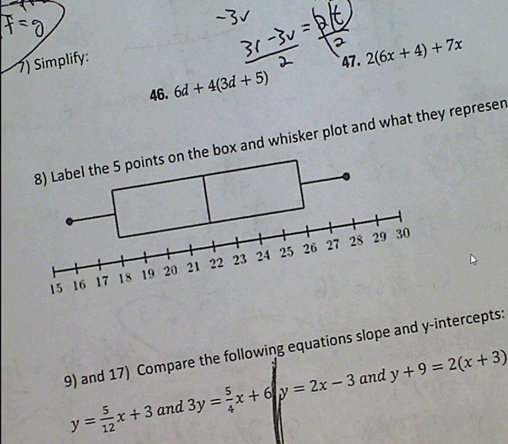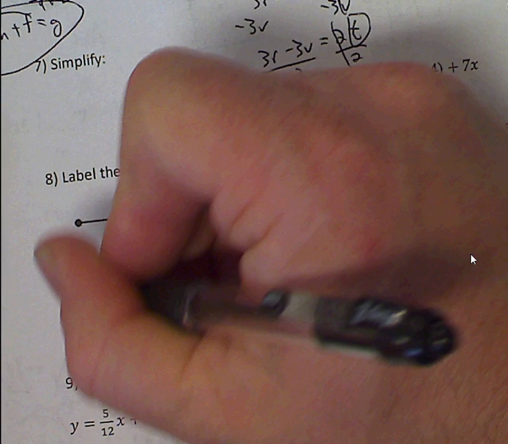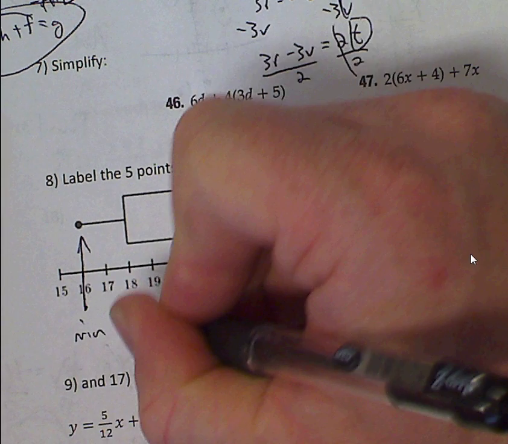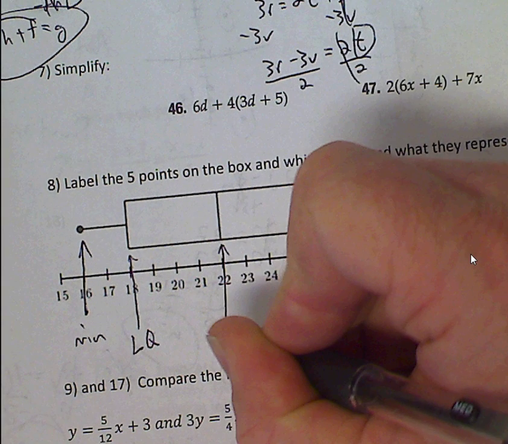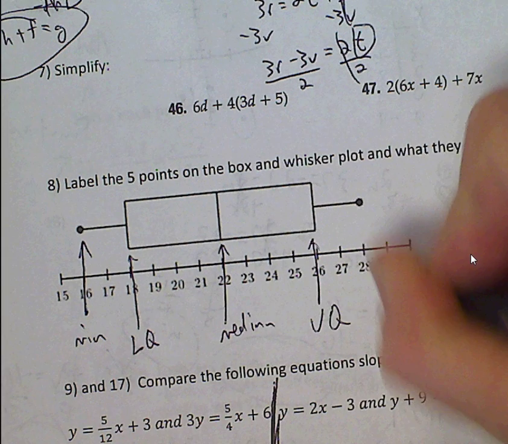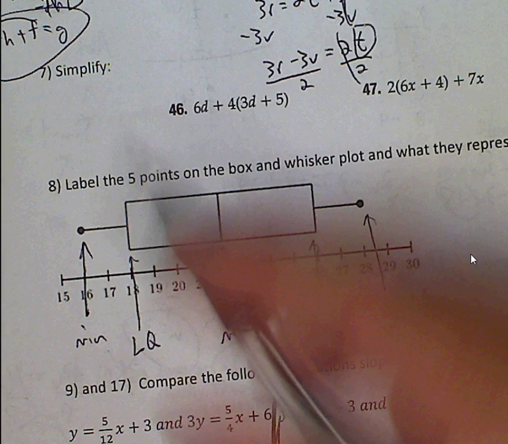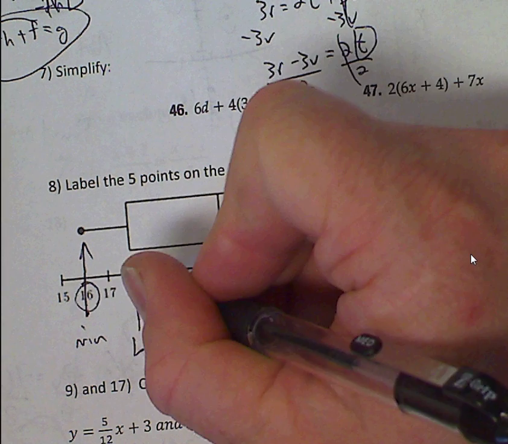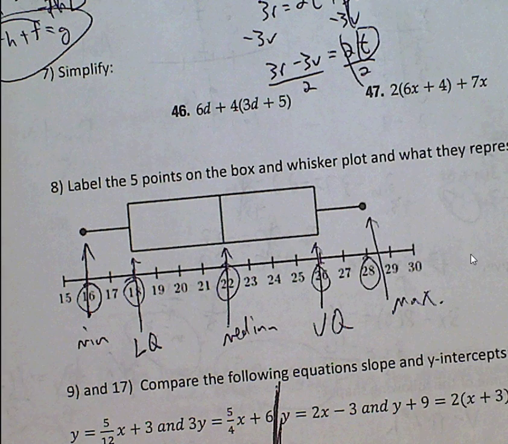Number 8. Label my points. This is my minimum. This is my lower quartile, median, upper quartile, maximum. So this would be 16. This would be 18, 22, 26, 28. Those are my values.